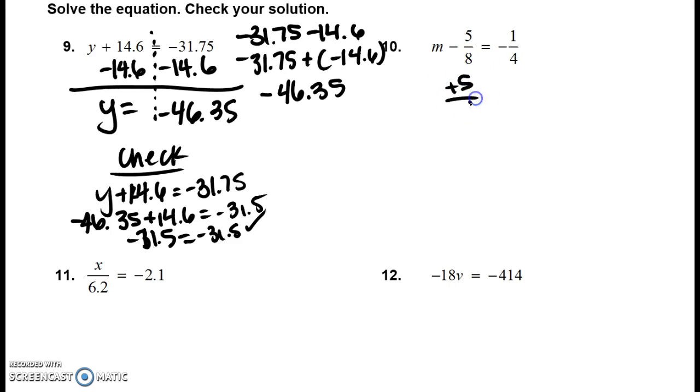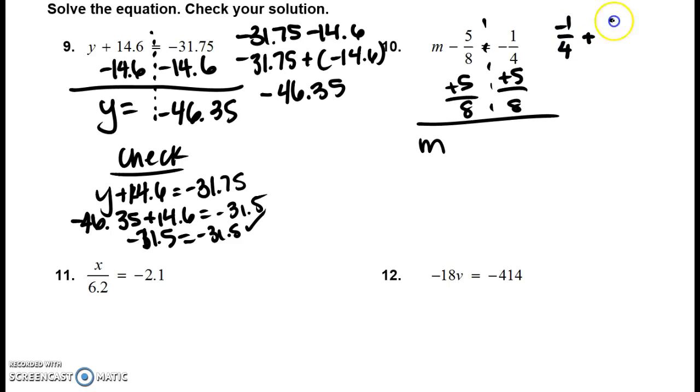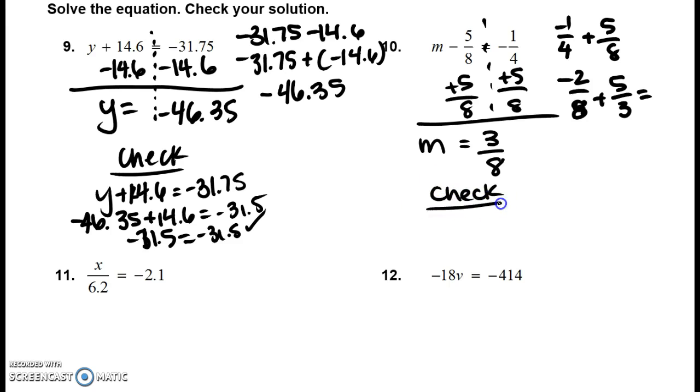You need to add 5/8 to both sides. And this turns into m, doing this off to the side, negative 1/4 plus 5/8 with a common denominator. This is negative 2/8 plus 5/8. So m is equal to positive 3/8. Check step here. Original problem.